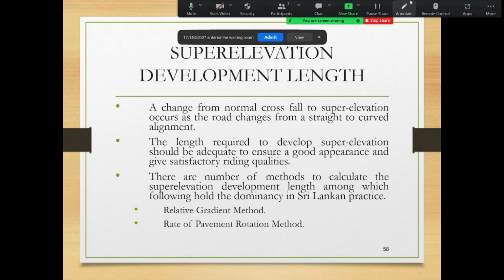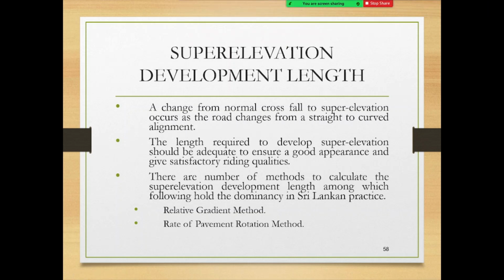Super elevation development length. Now, do you know what is super elevation development length? In the morning session I described it. Usually our normal crossfall is minus 2.5, right? So from minus 2.5, if your super elevation is say 3%, you have to come from minus 2.5 to 3%, right? That cannot be developed instantaneously. It has to come gradually. So that is what you call the super elevation development length. I told you that in the last session. So I think you understand.